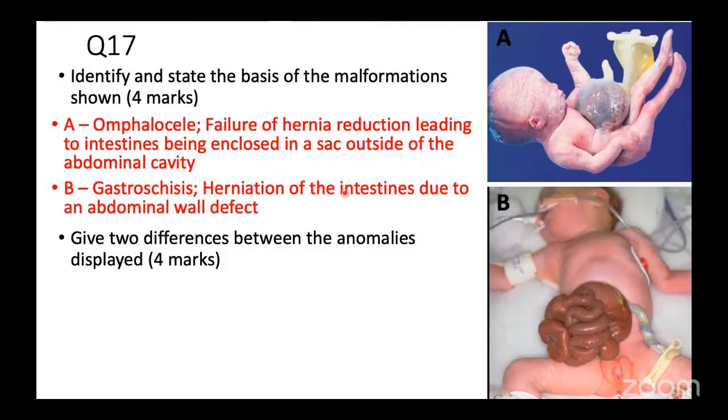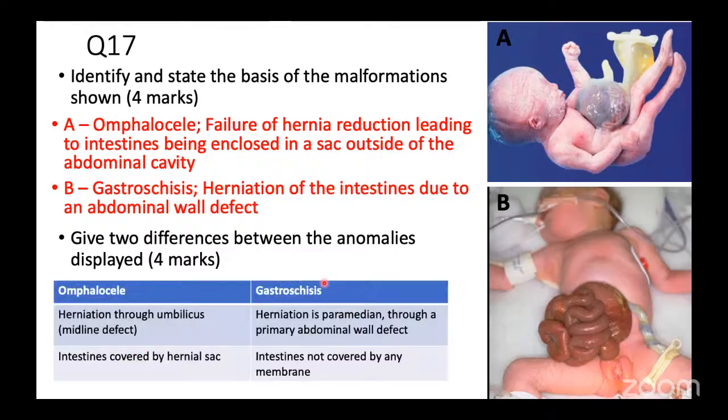Then gastroschisis, this is not related in terms of the embryological origin. This one occurs due to an abdominal wall defect, which leads to herniation of the intestines. Yeah, so the differences, omphalocele is a midline defect, right, through the umbilicus. Okay. Gastroschisis is paramedian, it's a defect in the abdominal wall, not usually in the midline, all right?